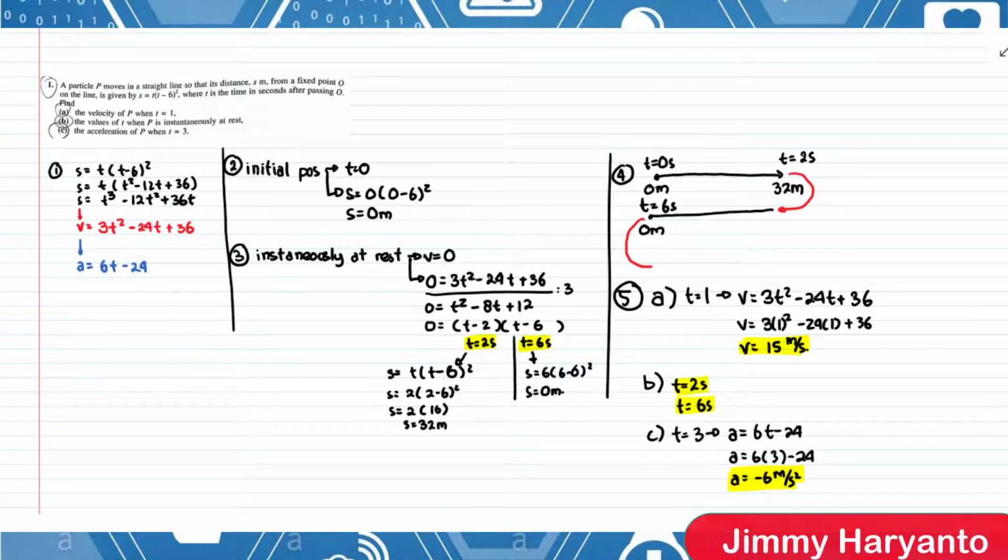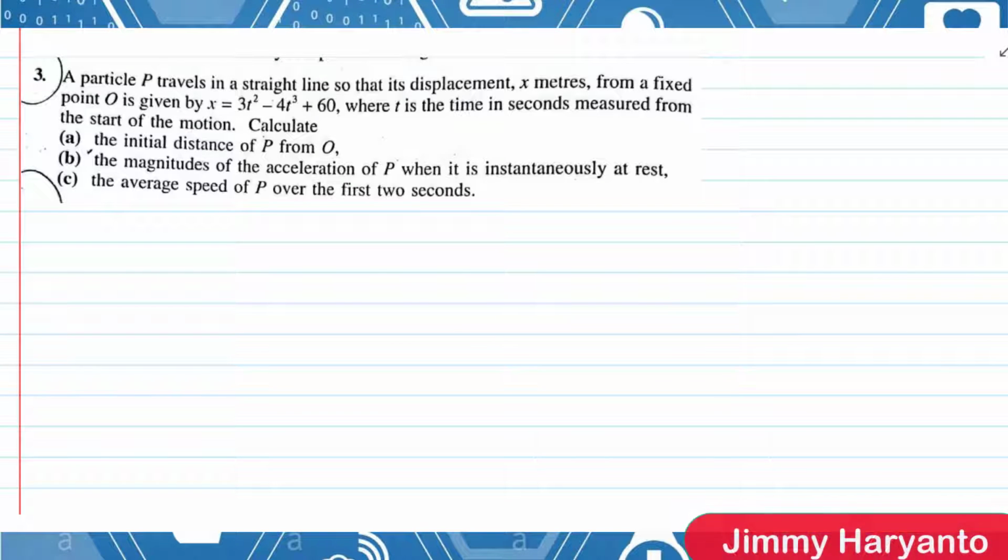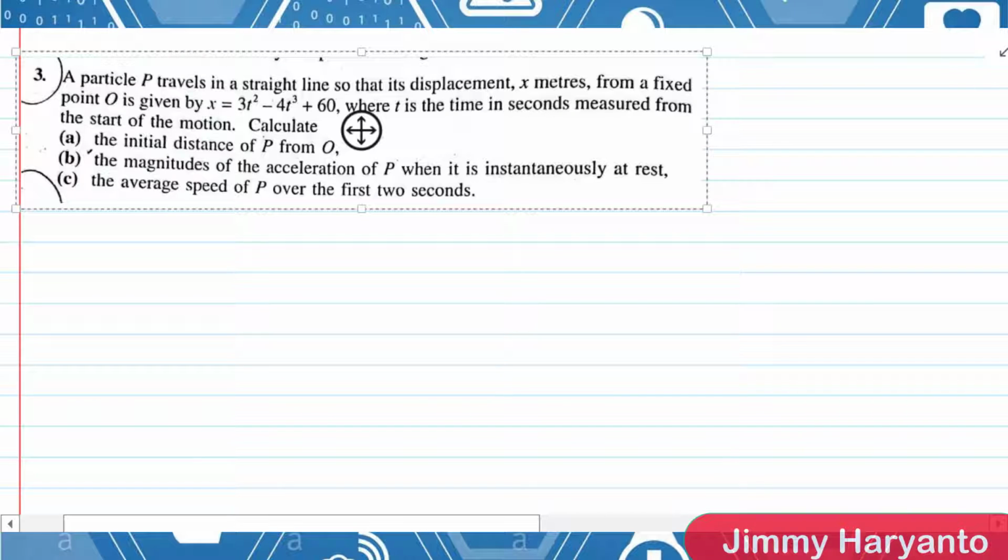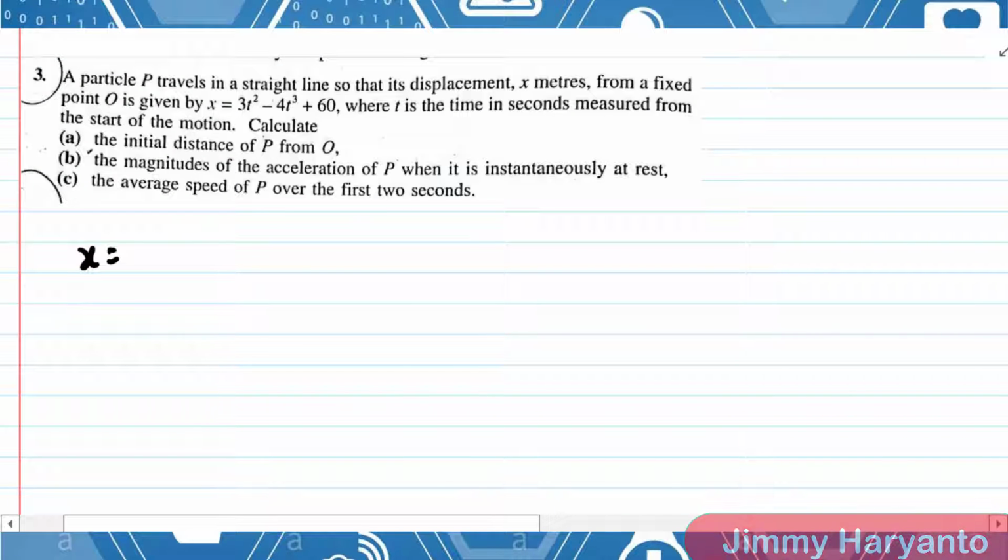Next is number 3. For number 3, a particle P travels in a straight line so that the displacement x meters from a fixed point O is given by x equals... Okay, so we have the equation for the position, 3t squared minus 4t cubed plus 60. I will rearrange it so the t to the power of 3 is in the front. So like this, and then 3t squared plus 60.